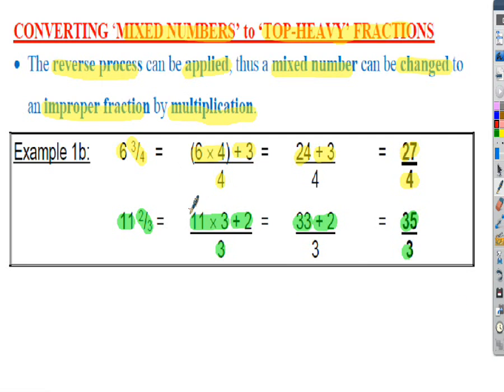Notice I didn't actually have the brackets around the second example here, but I didn't really need them if I follow my BODMAS rules, because I got to the multiplication before I do the addition. So the 11 multiplied by 3 and then add 2. Just be careful with your BODMAS there.